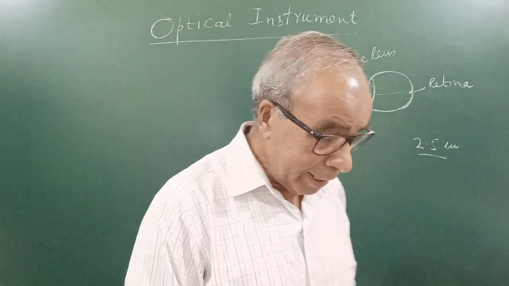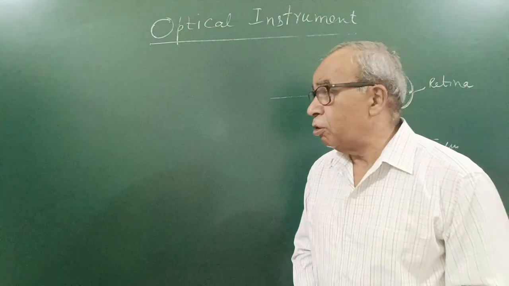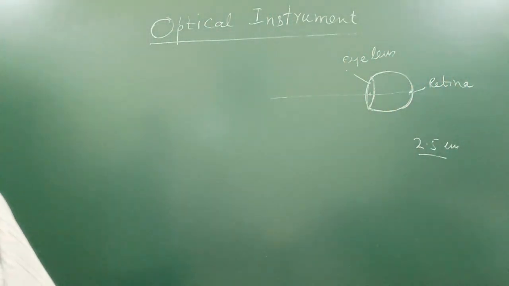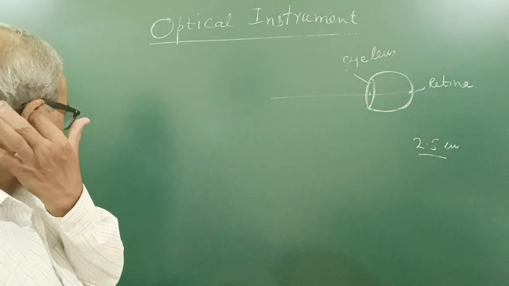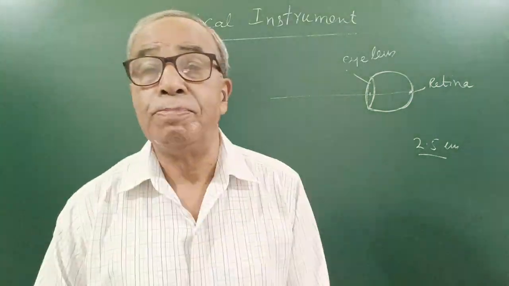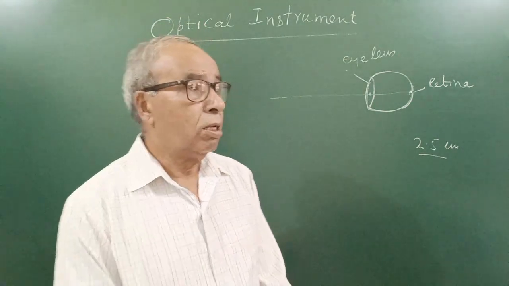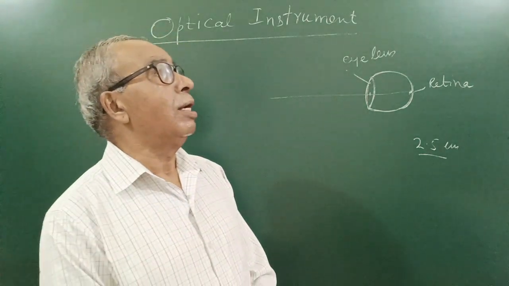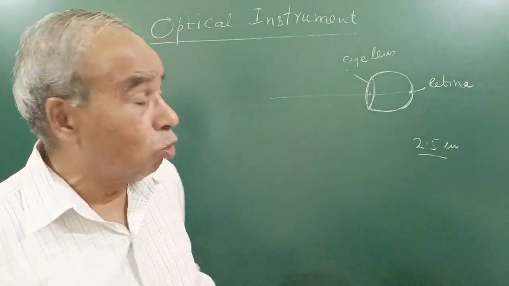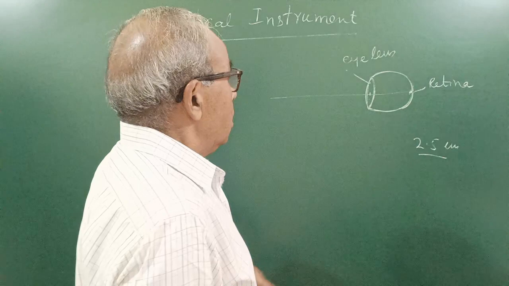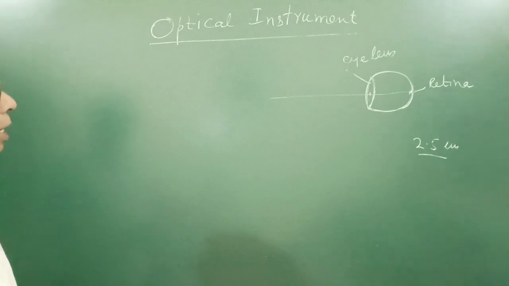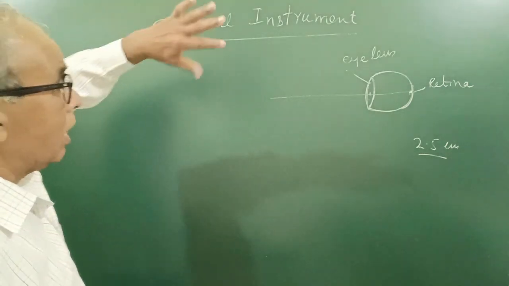What do we see at infinity? Actually, the concept of infinity I have told you many times. Infinite distance means a large distance with respect to some smaller one. But here, what do we see at infinity? The stars, the sun, the moon, they are supposed to be at infinity. So when we see those, our eye remains in relaxed condition. The eye has nothing to do with that. So our eye sees the object at the retina in relaxed condition.